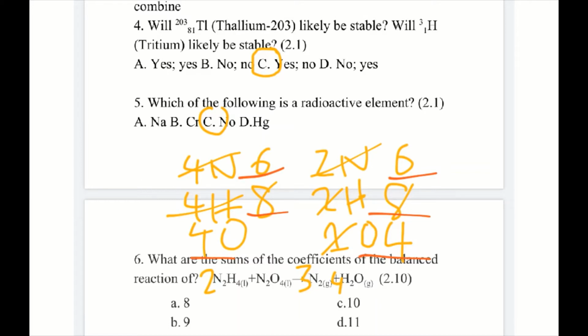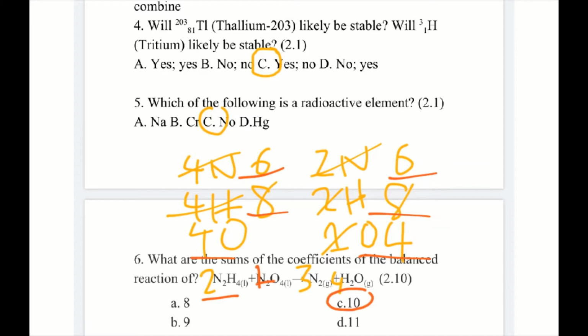So now let's add up the coefficients. So when you add them up, it's going to be 2 plus 1. Remember, there's an invisible 1 there that's not written, but it's still there. And there's 3 and 4. So what's 2 plus 1? 2 plus 1 is 3. 3 plus 3 is 6. And 6 plus 4 is 10. So our answer is 10 here.